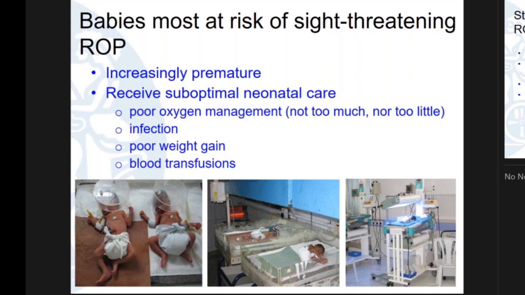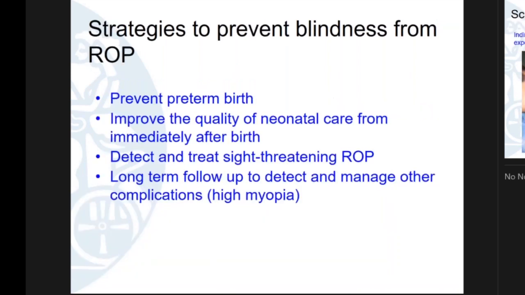But on the left, you can see, and I think everyone can see, that this is suboptimal care. These babies who are sharing an incubator are being given 100% oxygen through this hood, and there's no evidence of any monitors on these babies. So the level of care varies enormously, and this means that the babies at risk also vary from unit to unit. So what can be done to prevent blindness from ROP?